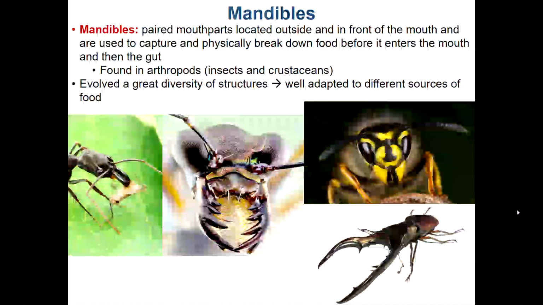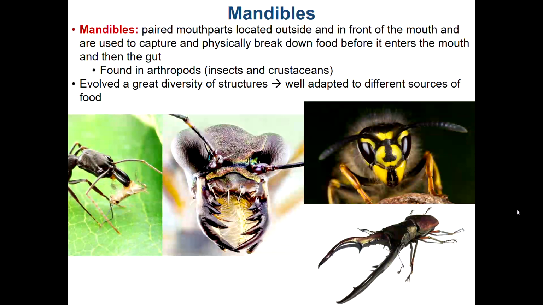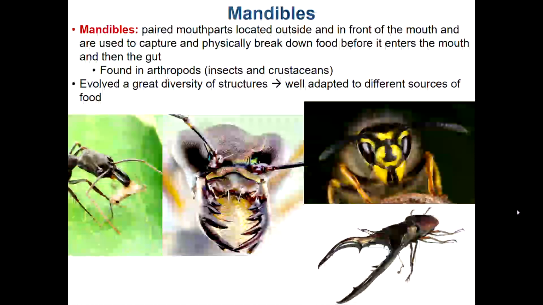Insects that do not use suction feeding have mandibles. Mandibles are paired mouth parts located outside and in front of the mouth and are used to capture and physically break down food before it enters the mouth and the gut. These mandibles are found in arthropods, so insects and crustaceans. If you want to compare what mandibles would be on a human, mandibles are like an insect's teeth, but they're on the outside of their body.